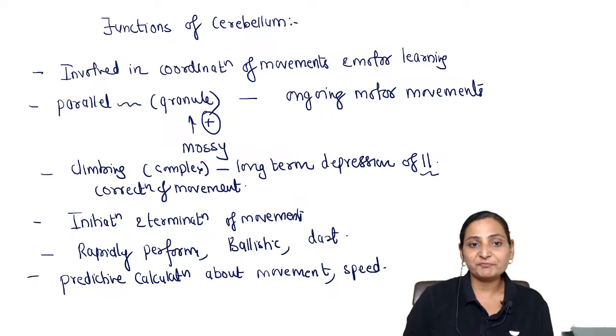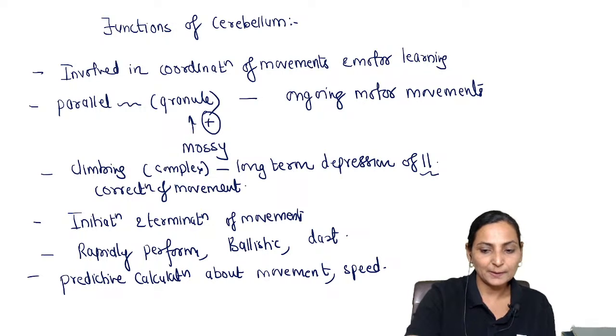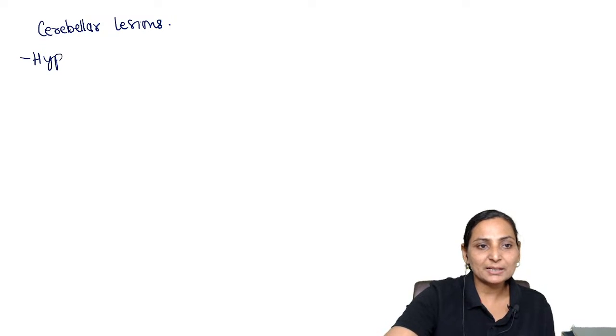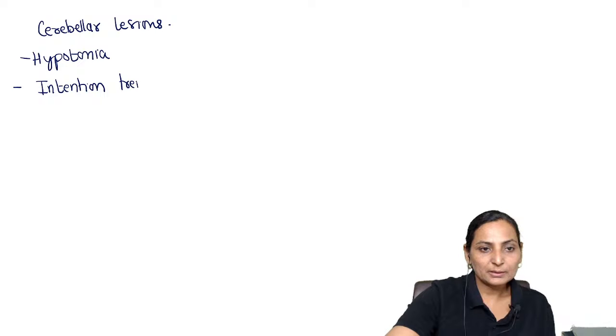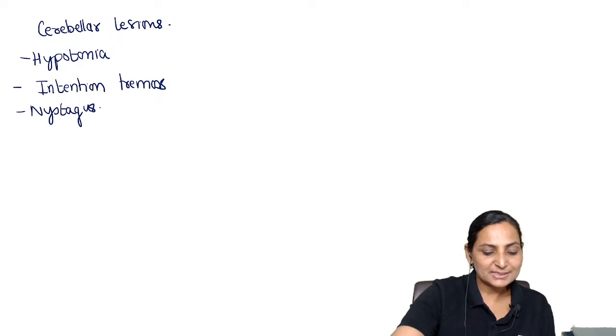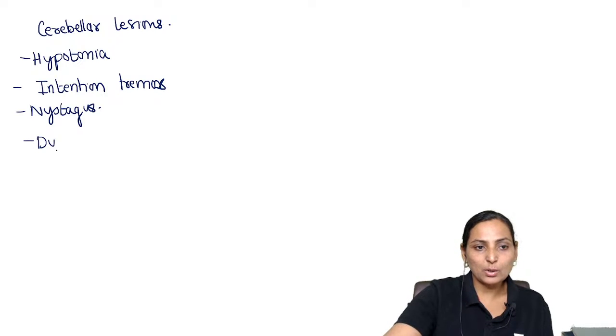This is anticipatory feed forward correction it can bring about. Now, therefore, when you have a patient with cerebellar lesions, the pure tone cerebellar lesion results in hypotonia. Apart from this, the patient has intention tremors, nystagmus, dysmetria or past pointing. Dysmetria, which we also call past pointing.